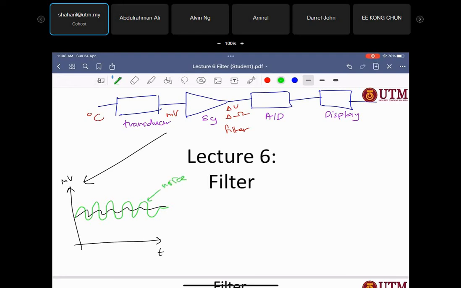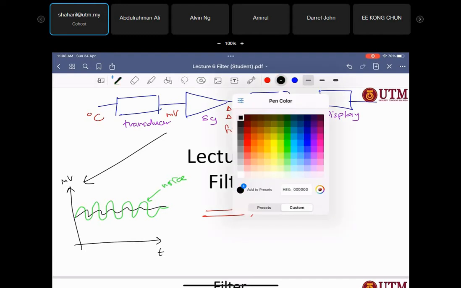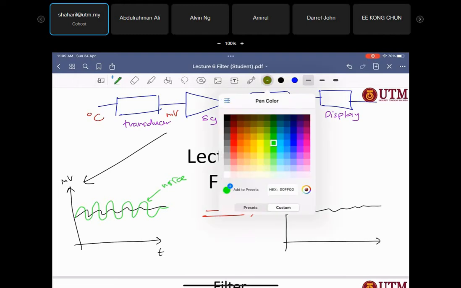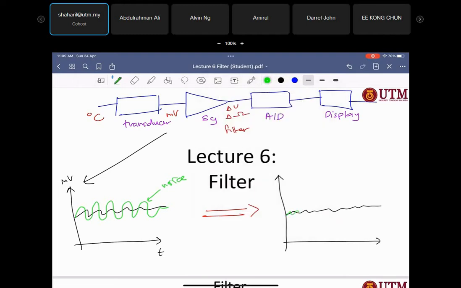So when the signal enters the filter circuit, it can amplify also, and it will filter out the noise. It will eliminate the noise. So maybe at that time it will become like this, there's no noise, and the ripple right now is a very small ripple. Okay, so this is what we're going to learn in this topic.